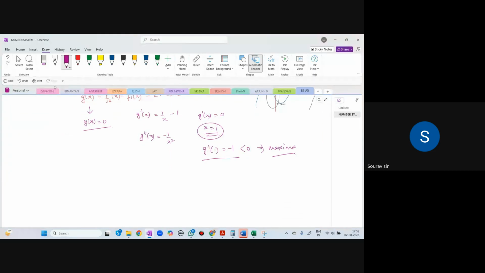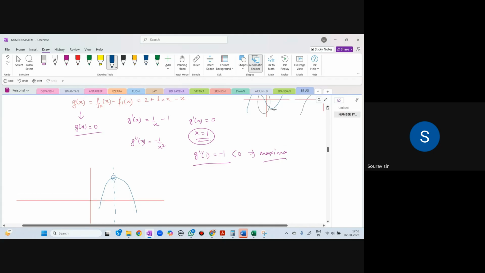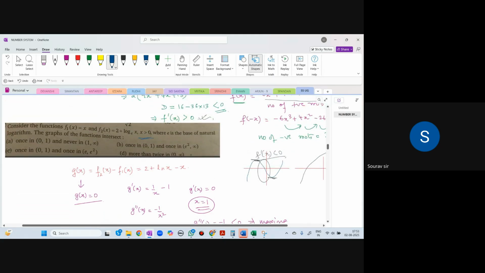So now, there has to be a maxima at x equal to 1. So let's say this is a maximum point. That means the graph will be something like this. This is x equal to 1. And the domain given is x greater than 0.